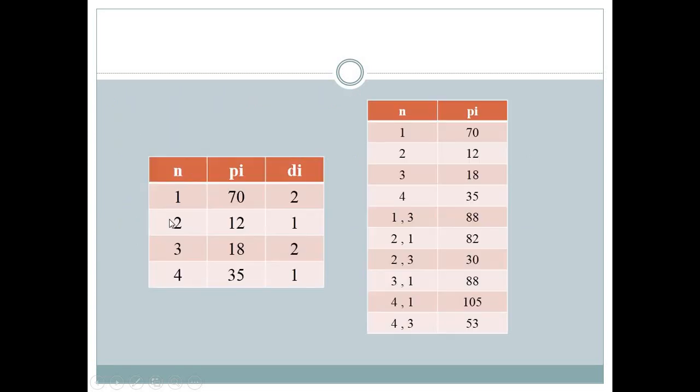So here is the example. Here we have 4 jobs, 4 profits and 4 deadlines. If we start job number 1, then it will give us 70 profit. If we start only job number 2, then it will give only 12 profit. Job number 3 will give us 18 profit, and job number 4 will give us 35 profit.